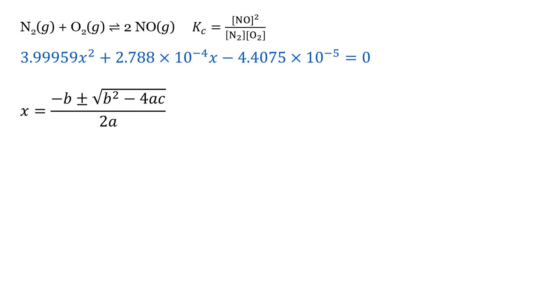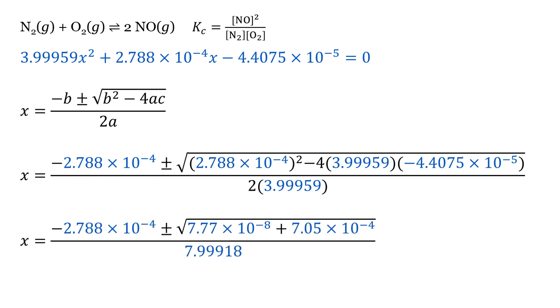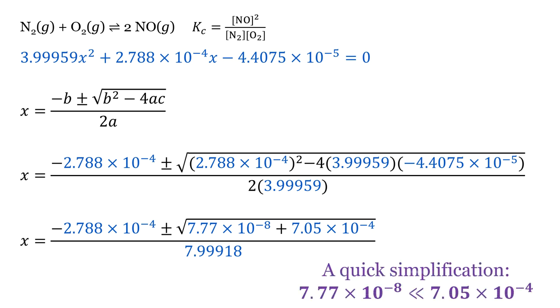Here's the quadratic equation put into practice. First, I dropped the values of A, B, and C into the equation. Then I multiplied everything out. At this point, I noticed I could make a quick simplification here because 7.77 times 10 to the negative 8th is so much less than 7.05 times 10 to the negative 4th that the 10 to the negative 8th term would get lost in the significant figure rounding anyway. Crossing out this smaller term, we quickly arrive at the simplified equation, which I've recopied to the next slide.